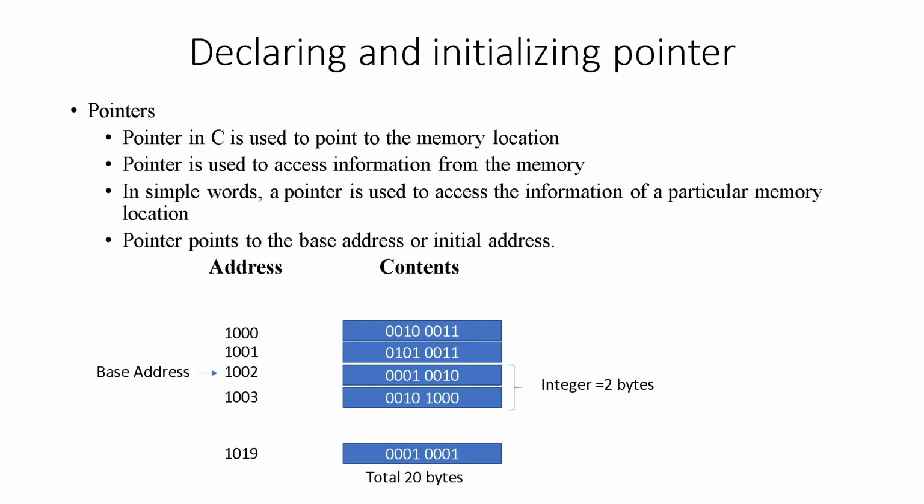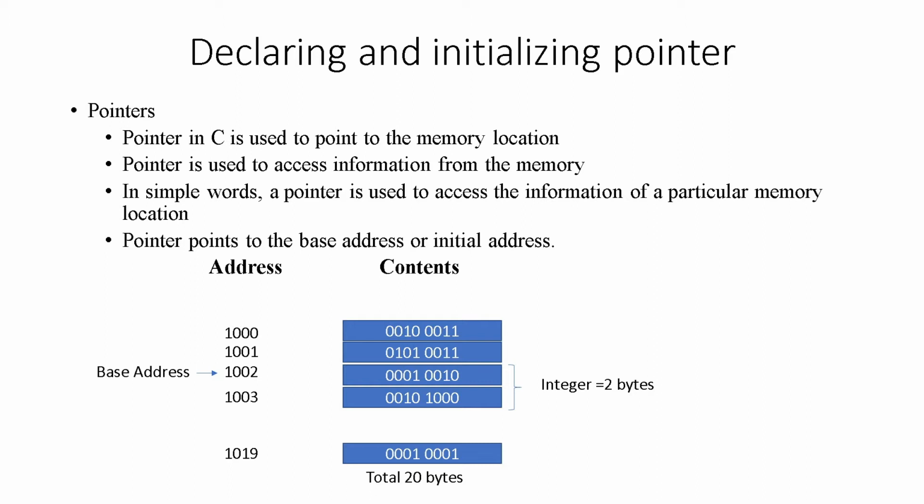What is a pointer? Pointer in C is used to point to the memory location. It points to a particular memory location. Pointer is used to access information from the memory. In simple words, a pointer is used to access the information of a particular memory location.